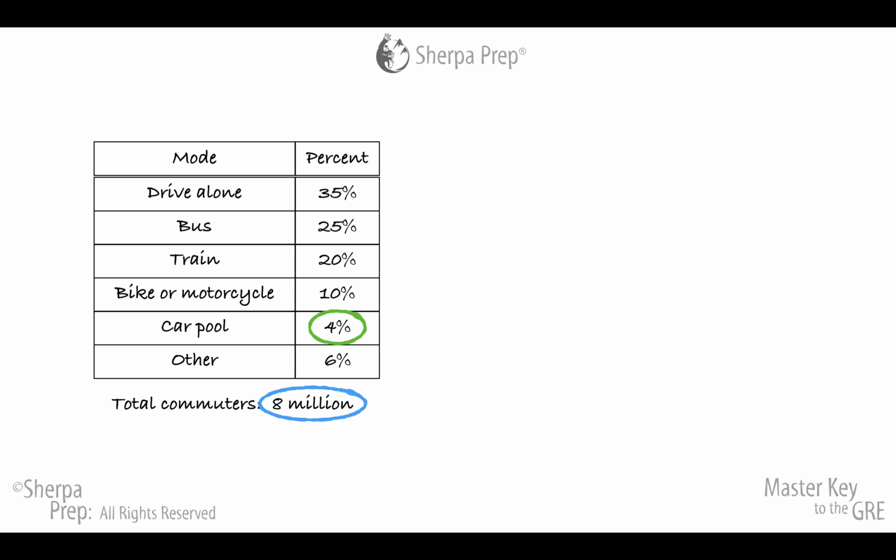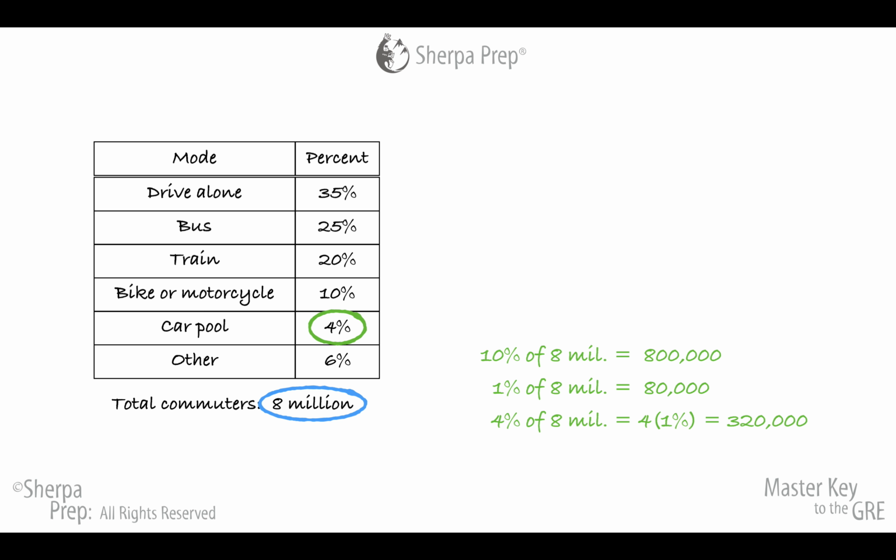A lot of ways we can do this. One easy way, what's 1%? Well, 10% of 8 million would be 800,000. 1% would therefore be 80,000. So to get 4%, let's multiply this amount by 4. And 80,000 times 4, of course, is 320,000.